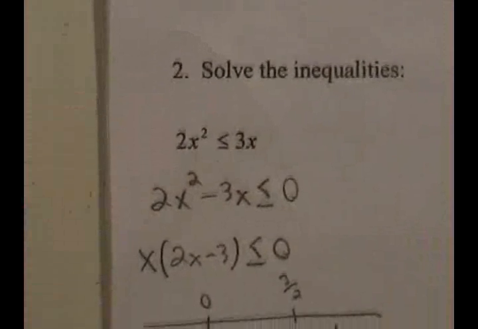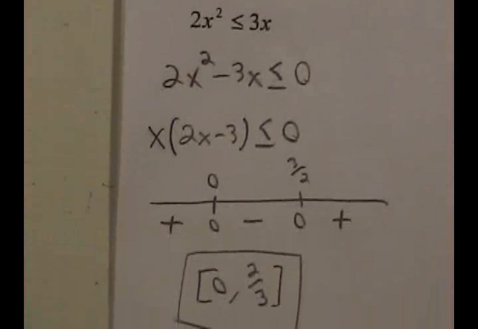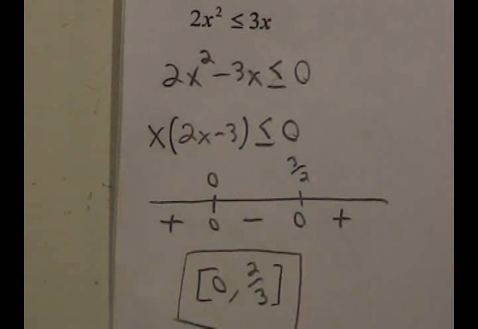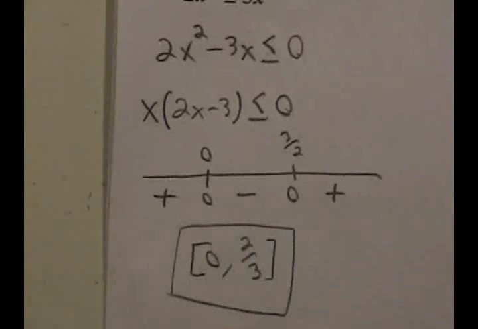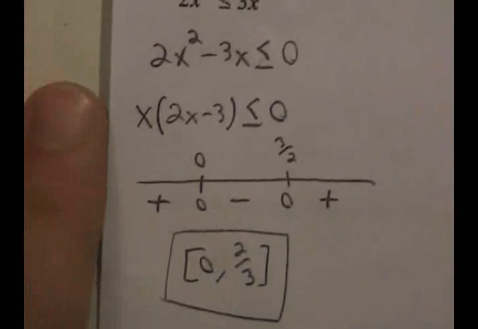Alright, the inequalities. Get everything on one side, make a sign chart for the two factors. And since we wanted less than 0, you take the ones in between, where it's negative. So between 0 and 3, including. For the middle one here.